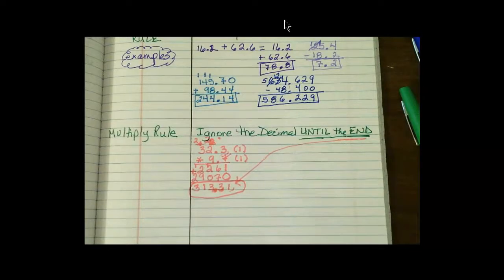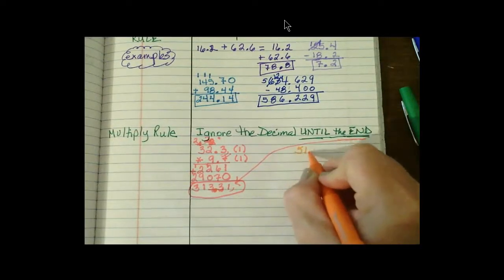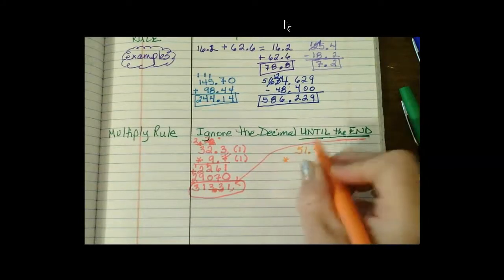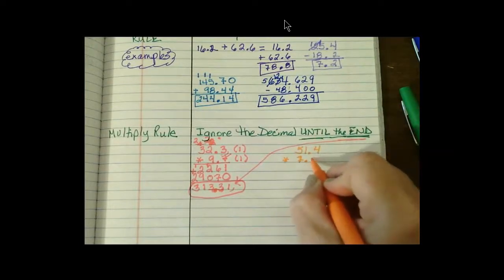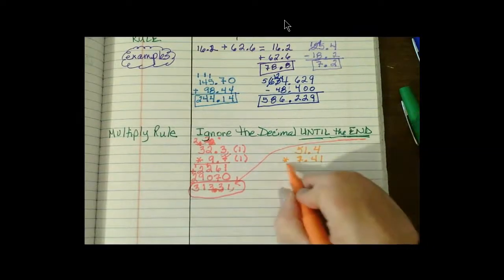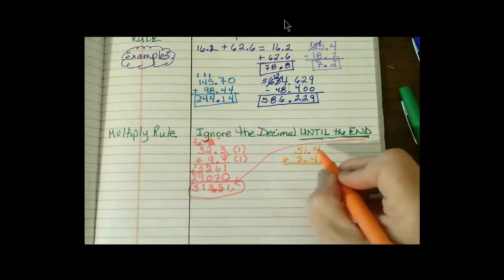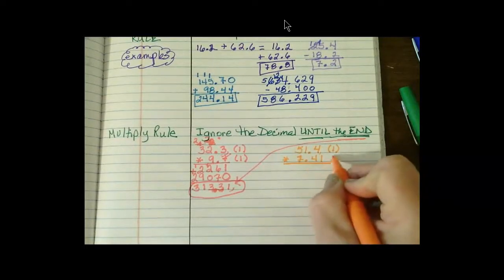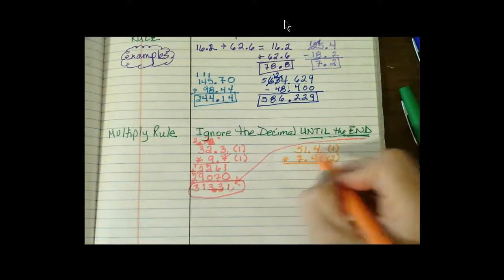This one's going to be a little bigger, so don't panic, okay? I've got 51 and 4/10 times 7 and 41/100ths. All right? So, I've got one decimal place, so one number after the decimal, and here I've got 2 after the decimal. Now, I just do multiply. All right? I've got 3 digits times 3 digits.